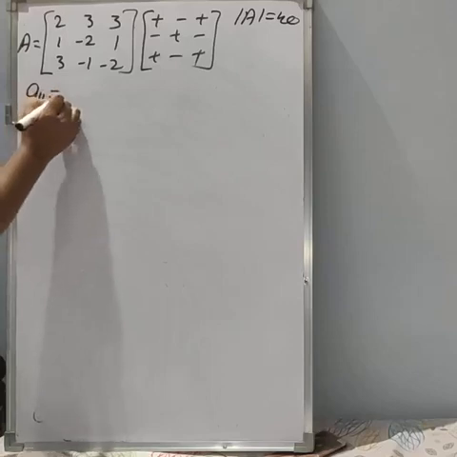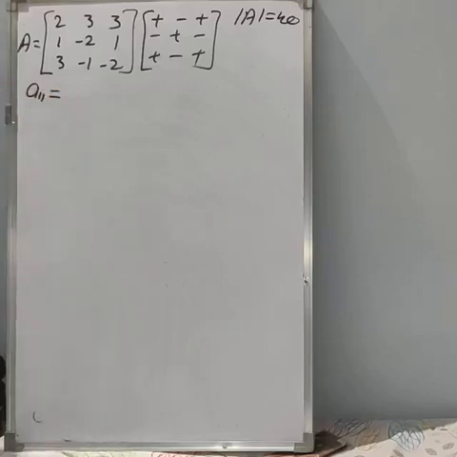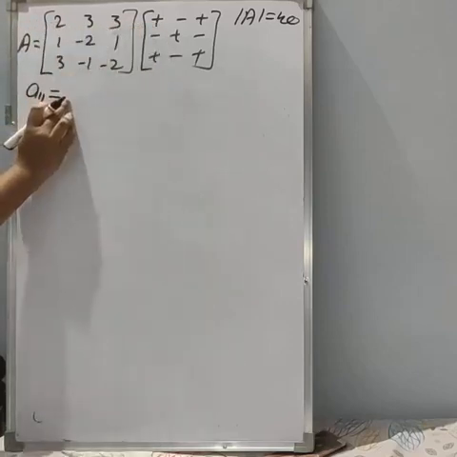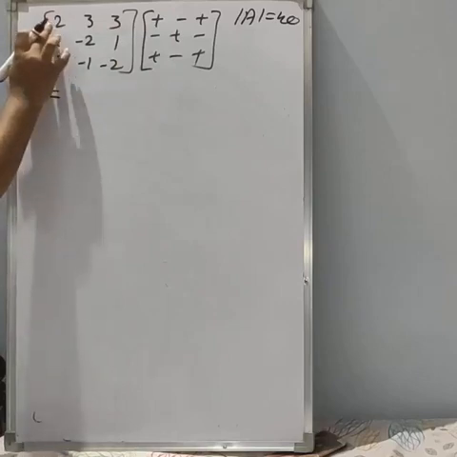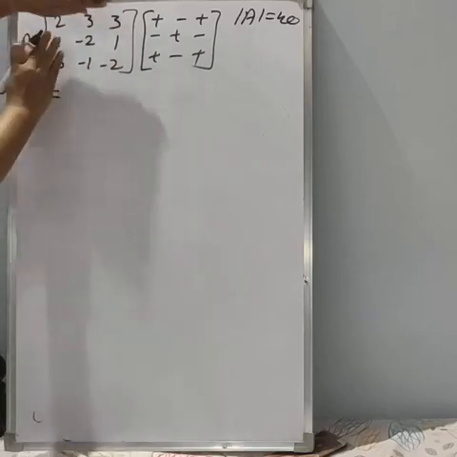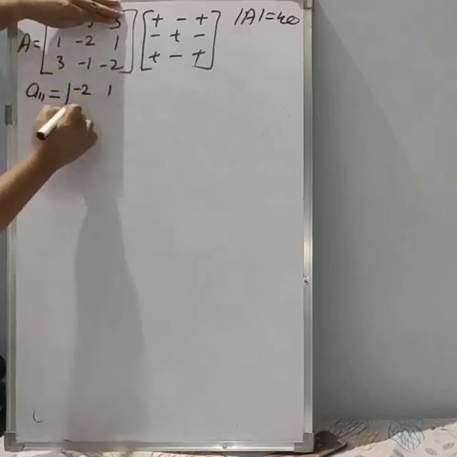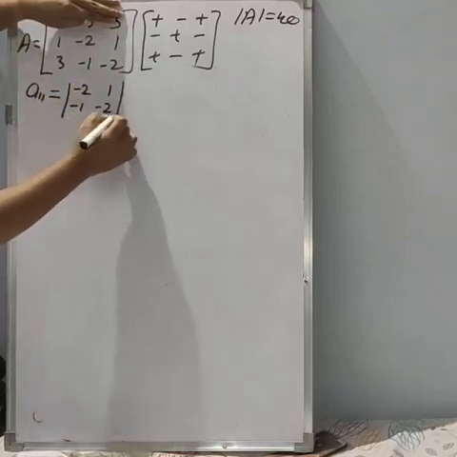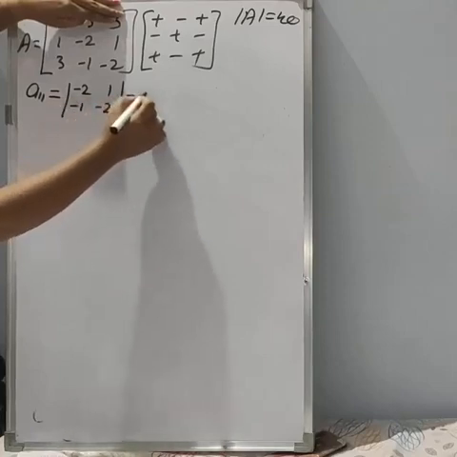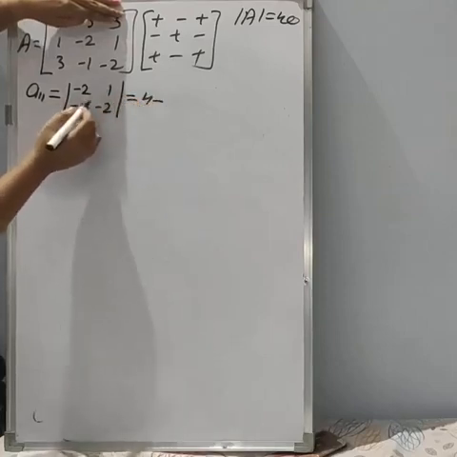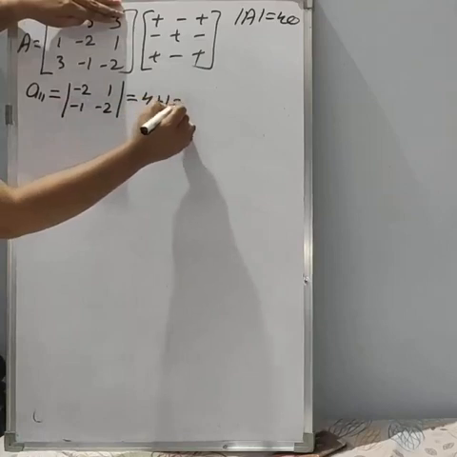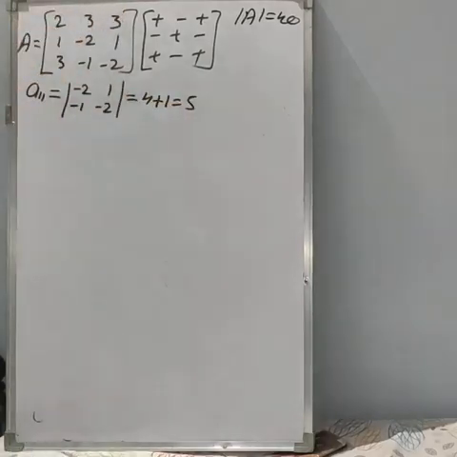So A11 is equal to, here we have 2. Here we have a plus sign, so we will get plus only. Here we have 2 present in first row, first column, so neglect this. We remain with only these 4: minus 2, 1, minus 1, minus 2. Calculate this: minus 2 into minus 2 is plus 4. Minus 1 into 1 is minus 1, minus into minus is plus 1. You will get 4 plus 1 is 5.